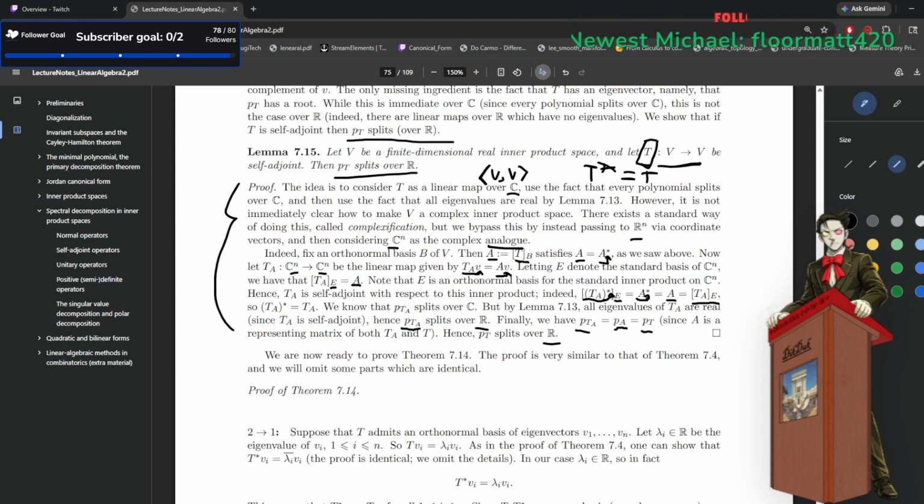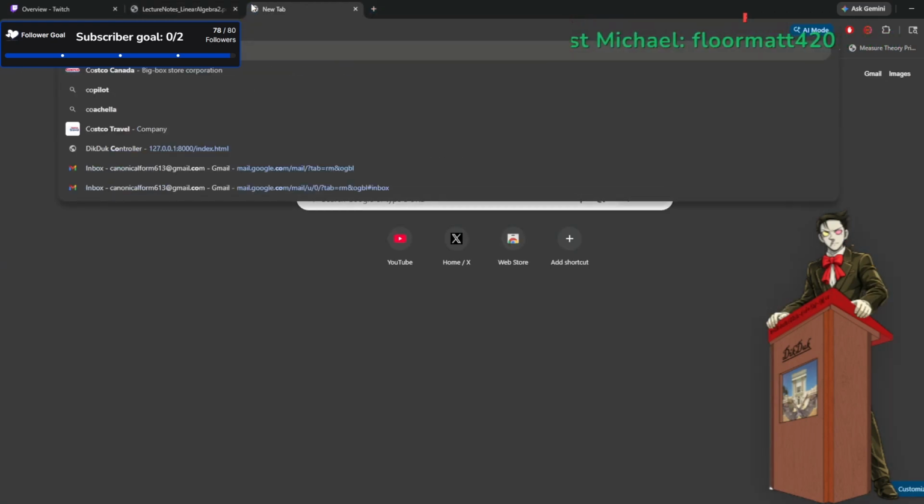Now, to somewhat simplify, the first part is trying to make V a complex inner product space. There's a way of doing this called complexification, but instead of that, we pass to Rn via coordinate vectors, and then consider Cn as the complex analog. So basically, take Rn, take coordinate vectors. Let me exactly figure out what coordinate vectors are.